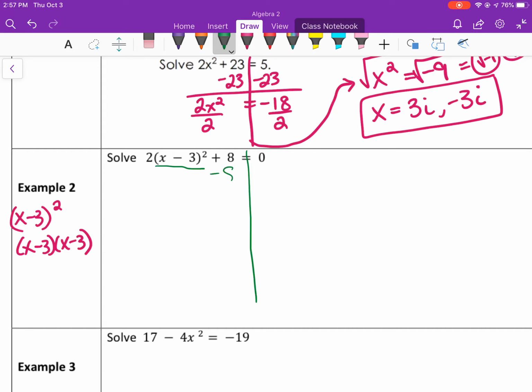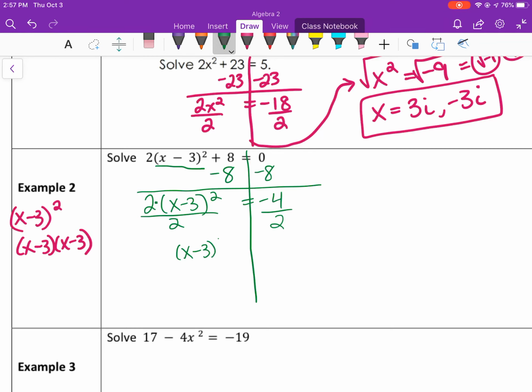So I'm going to start by subtracting 8 since it's plus 8. And you're going to get 2 times x minus 3 squared equals negative 8. So I'm going to divide by 2 to get the parentheses by itself. And then I'm going to get x minus 3 squared equals negative 2. Now, to get rid of the square, you can take the square root of both sides. And then the square root undoes the square. So on the left, you just get left with x minus 3.